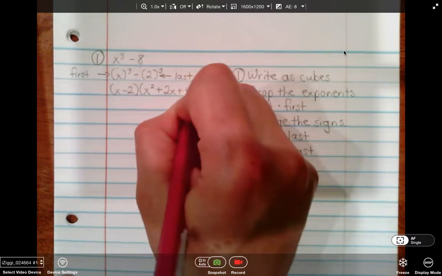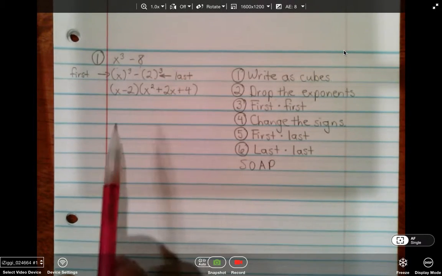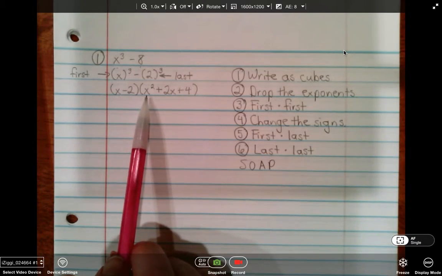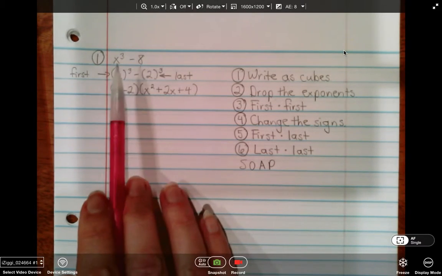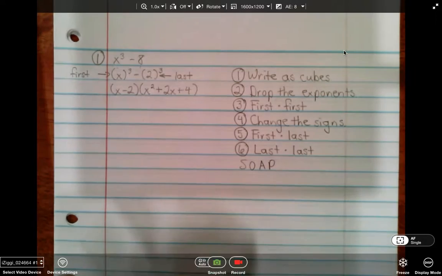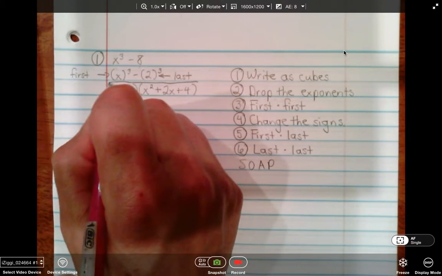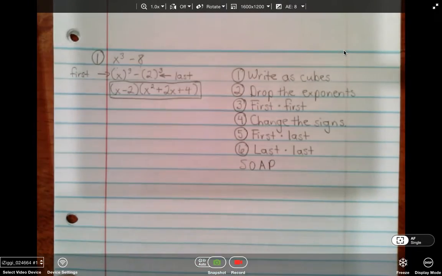And if I were to multiply this out, x minus 2 times x squared plus 2x plus 4 would be equal to x cubed minus 8. So that's our answer. Okay, let's look at another one.